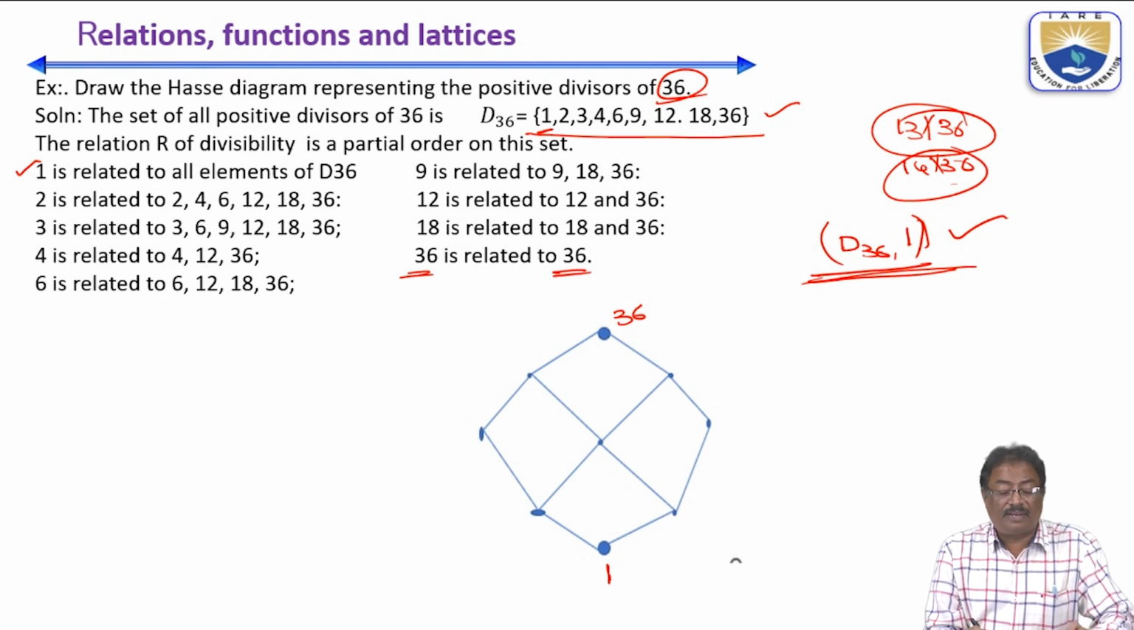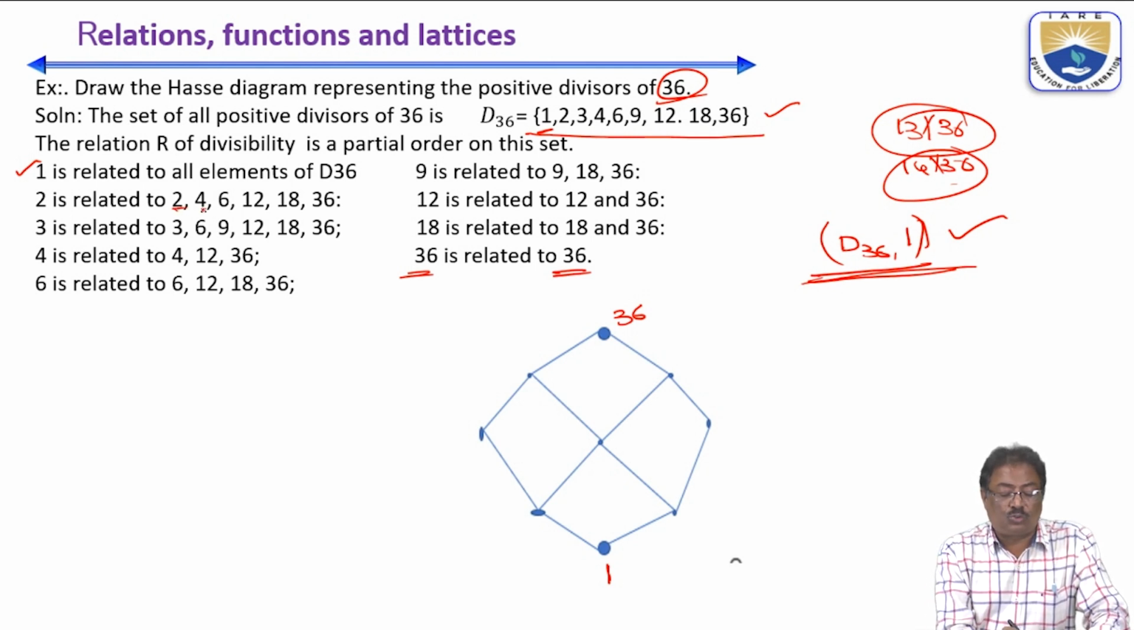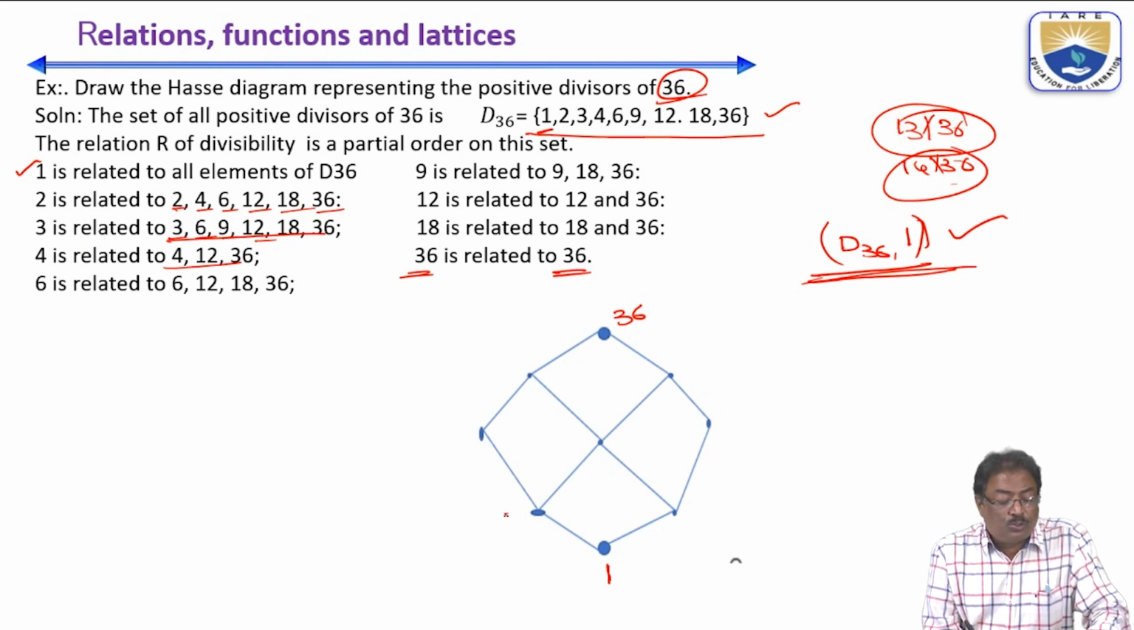Then 2 is related to 2, 4. That means 2 divides 2, 2 divides 4, 2 divides 6, 2 divides 12, 2 divides 18, 2 divides 36. And similarly 3 divides 3, 6, 9, 12, these numbers. 3 divides these, 4 divides these. And here we are going to mention. So here 2 and 3 are not related to each other. So I am going to take it in the next level as 2, 3.